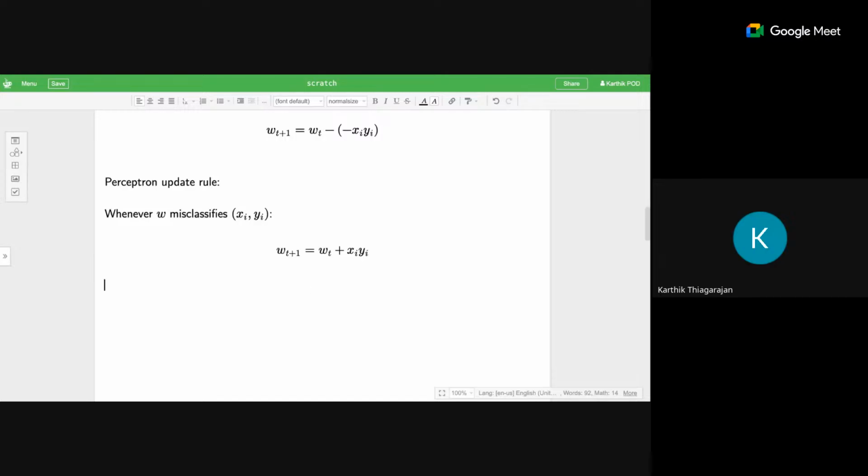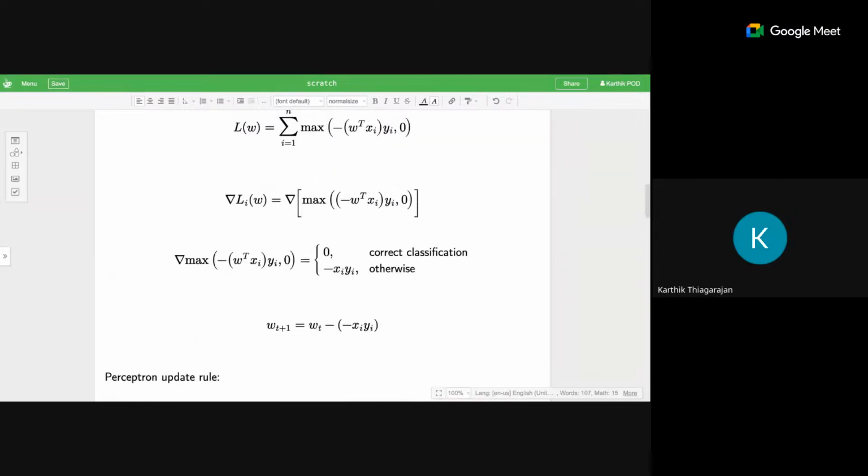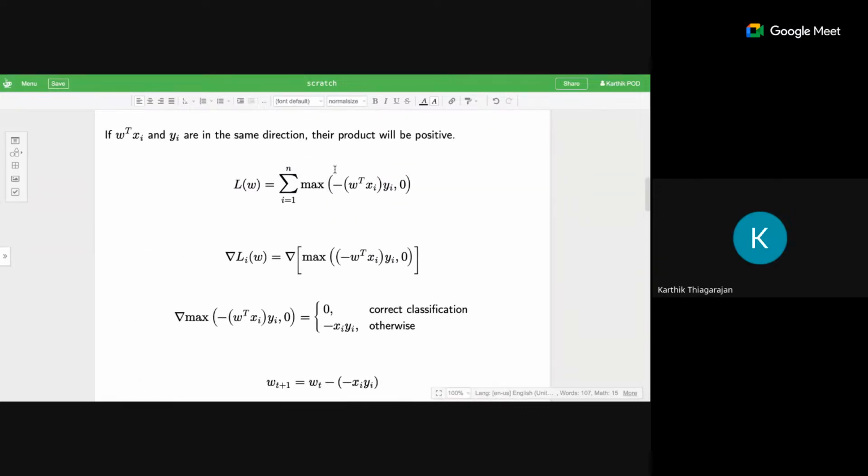So what we have derived is that the perceptron can be viewed as stochastic gradient descent, meaning batch size is 1, applied on the above loss function. I think this loss function is called hinge loss or something.